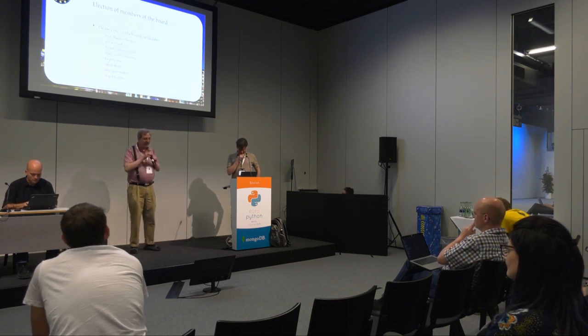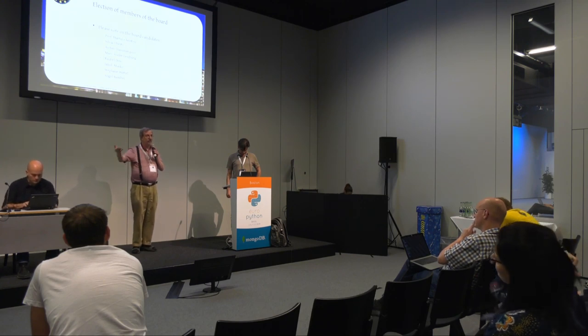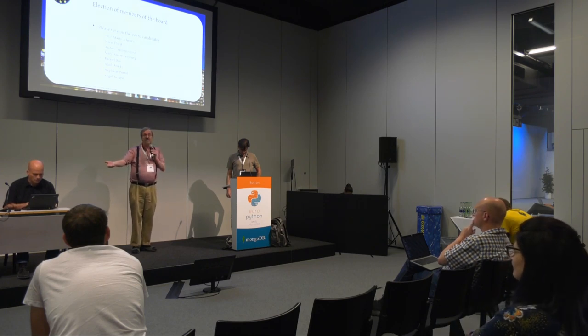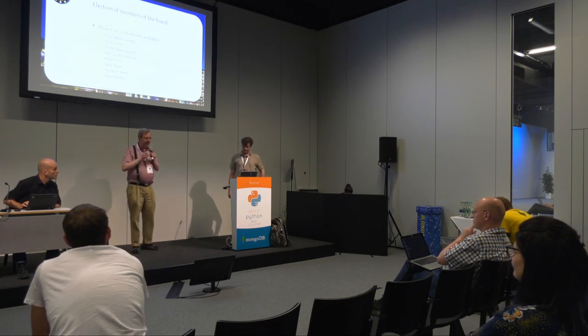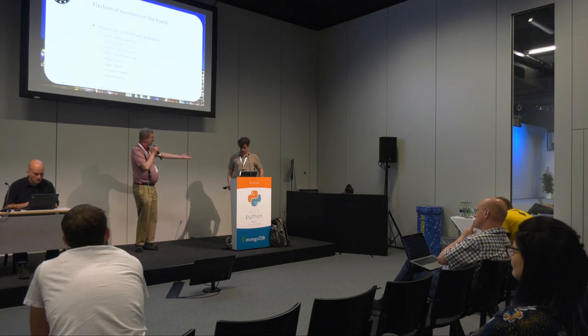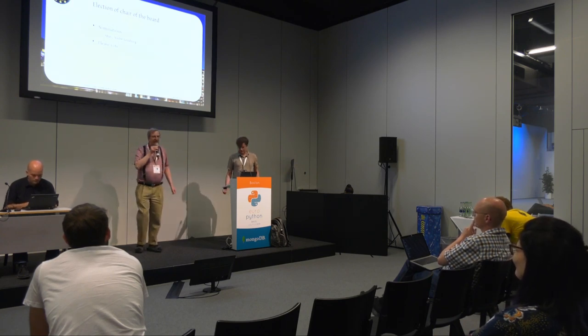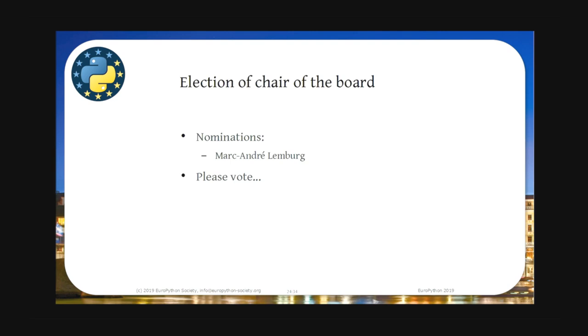So then we have a procedure. I would like us to have a vote for the chairman of the board and then to have a vote where we vote in every other candidate as a member of the board at the same time. Now, can we do that as a procedure? Yes. Anybody against? I find that we're going to use that procedure. So then I assume that it is Marc-Andre who is the candidate for the chairmanship. Is that correct? Yes, that's correct, sure. Okay, can we elect Marc-Andre Lemburg as chairman of the EuroPython board? Yes. Anybody against? I find that we've elected him.